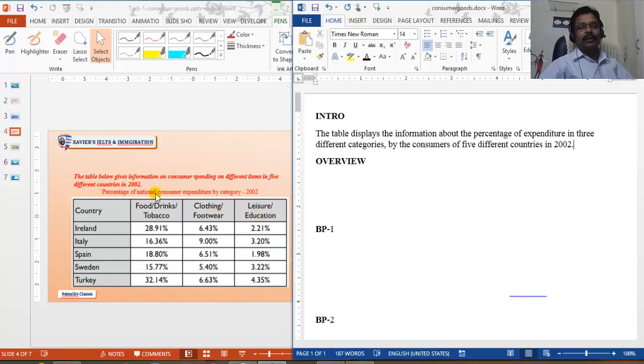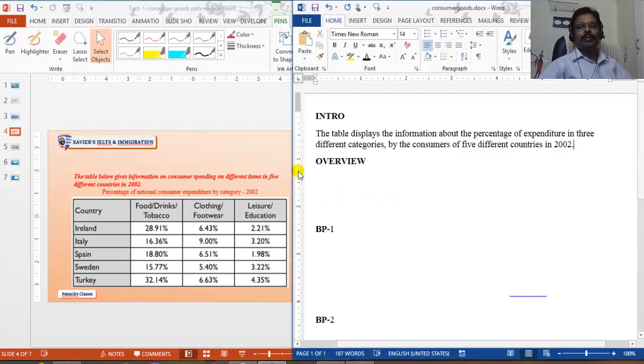So the question says percentage of national consumer expenditure by category 2002. 5 countries are there, 3 categories. So 3 categories and 5 countries I have covered here, and the percentage of expenditure also I have covered, and the year also I have covered. That means I have covered almost all the things as per the requirement of the intro, right?